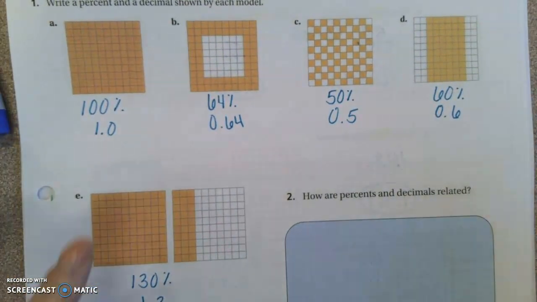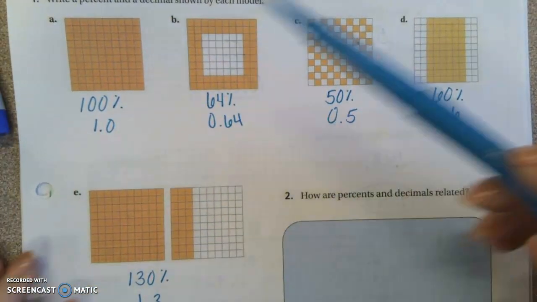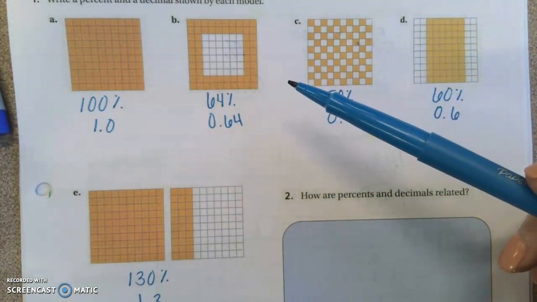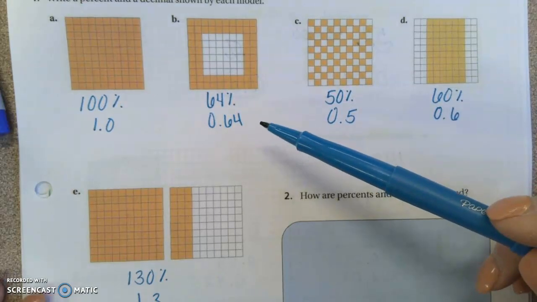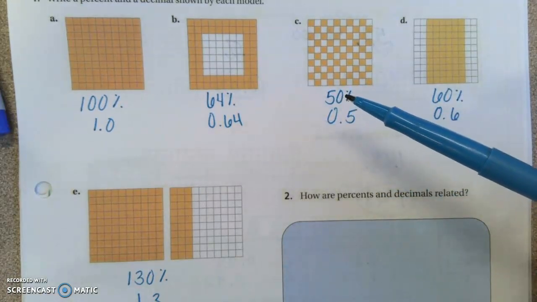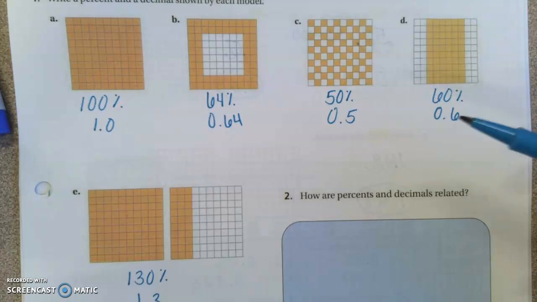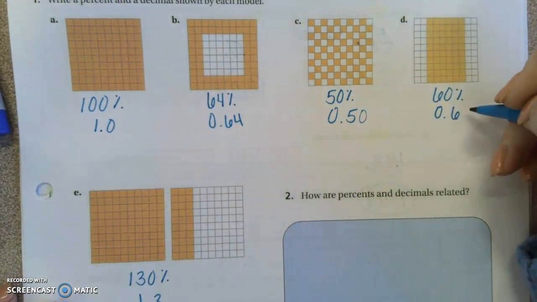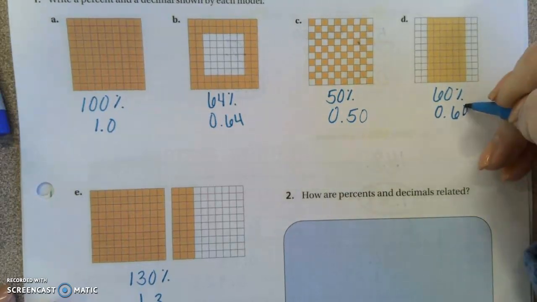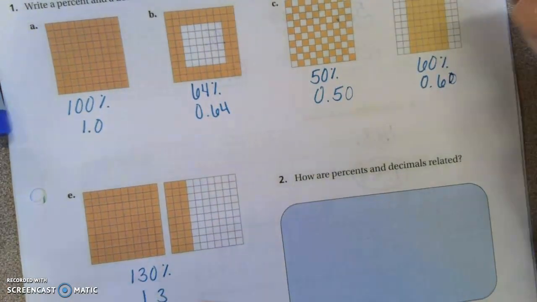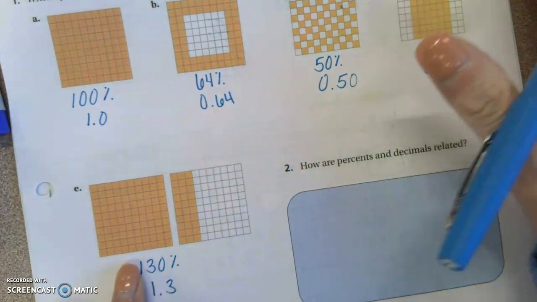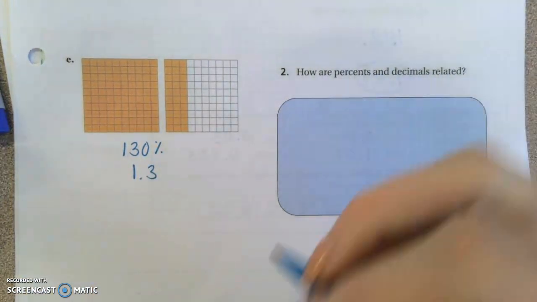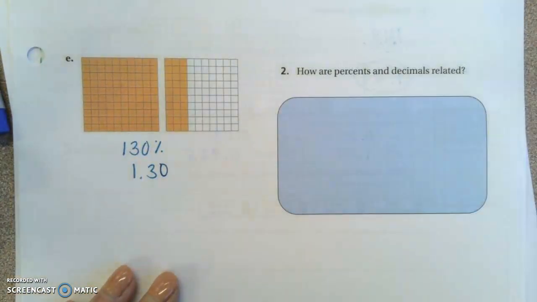Okay, so if we look here, we have 100%, one whole thing's filled in. 64%, we know that there are 100 squares. We also know if this were a decimal grid that that's 64 hundredths, 50% and 50 hundredths, or 5 tenths, 60%, 6 tenths or 60 hundredths, and then 130% here, or 1 whole and 3 tenths or 30 hundredths.